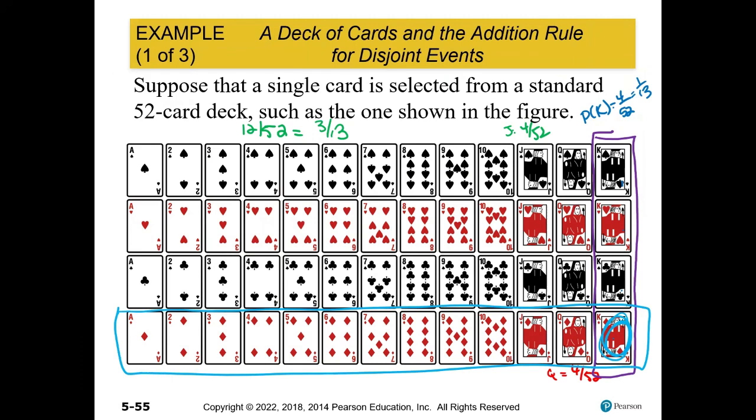So if I just count them individually, 1, 2, 3, 4, 5, 6, 7, 8, 9, 10, 11, 12, 13, 14, 15, 16. I can count them that way. But there are 13 diamonds, four kings, with 17. I have to subtract the one king of diamonds to get my 16 out of 52 because this card was counted in both the diamonds and the kings.